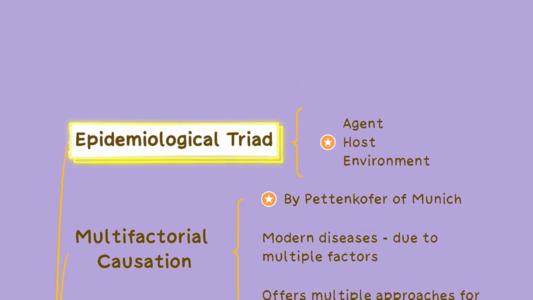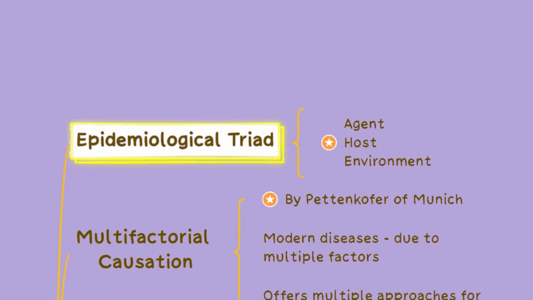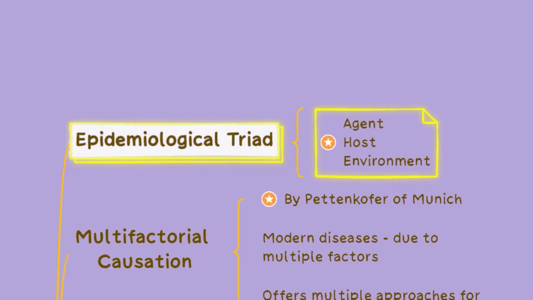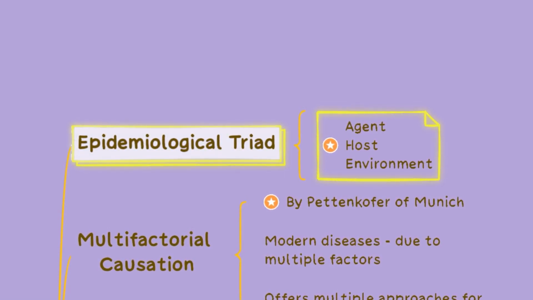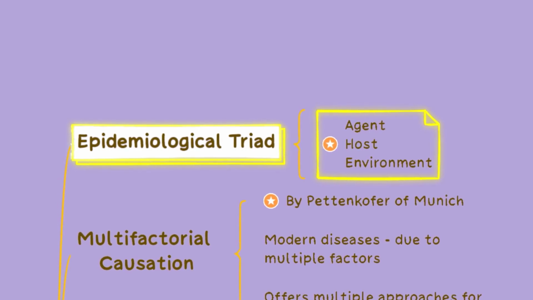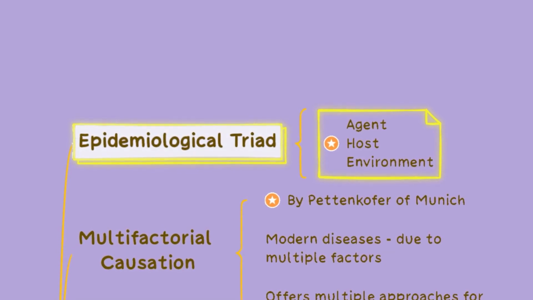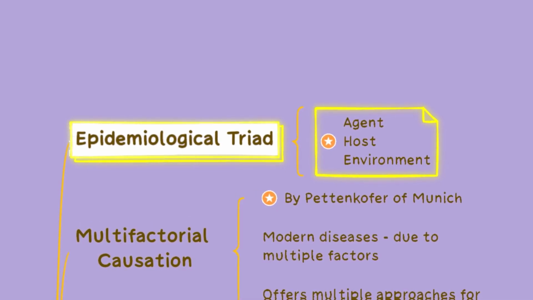First one is epidemiological triad, a model that represents the interaction between three key components in the development of disease, which are the agent or the biological or physical factor that causes the disease. For example, bacteria, virus, or a chemical. The host or the individual or organism that is susceptible to the disease, and the environment, which is external factors such as physical, social, and cultural factors that influence the interaction between the agent and the host.